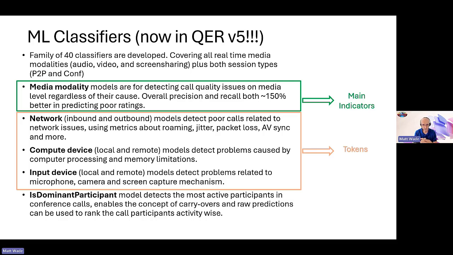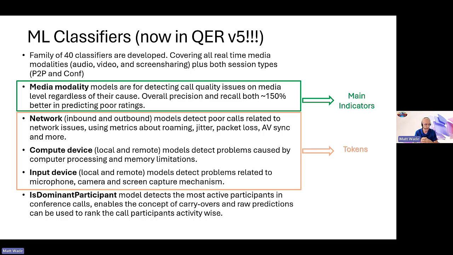In the new classifiers, we now have 40 new families of classifiers. It seems like a lot, but they're all grouped together into a main indicator, which is the media modality classifier. This is about as close as we've gotten to having a universal poor call value in CQD. The media modality classifier gives you a true or false statement based upon a seemingly endless array of decisions.